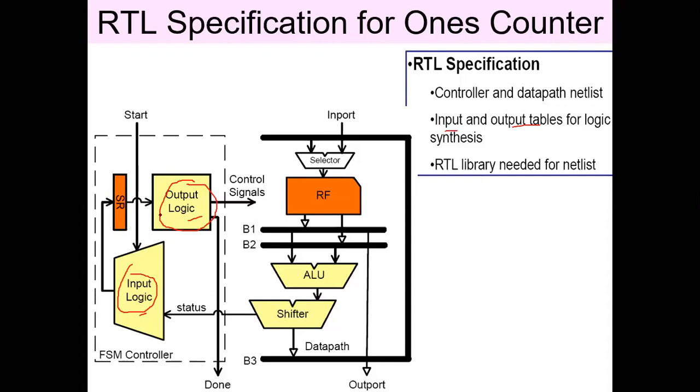Anyway, we have already seen the architecture of an FSM controller. An FSM controller has a controller part as well as a data path. In the controller, we have two sections: one is the input logic section and one is the output logic section. We have to identify the circuitry needed for the input logic and for the output logic. For finding the circuitry, we have corresponding table representations. From the tables, we have to identify the circuitry needed for the input logic as well as the output logic.